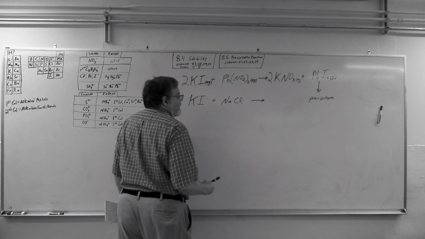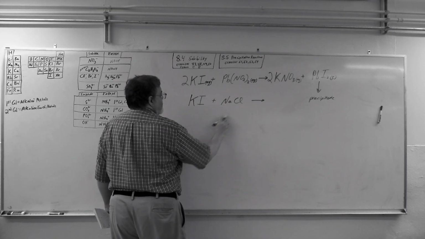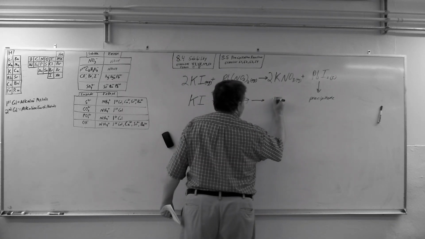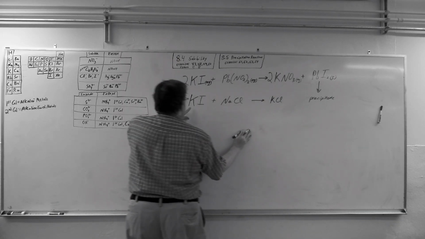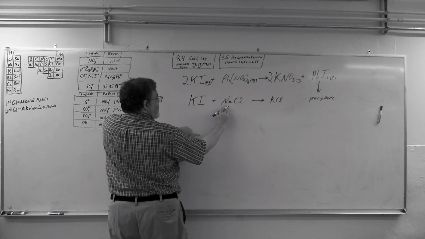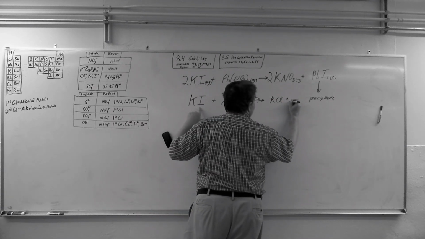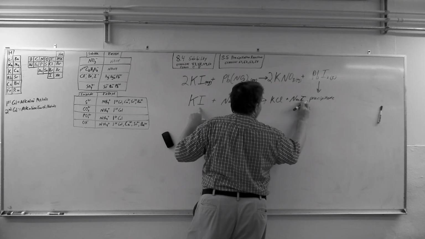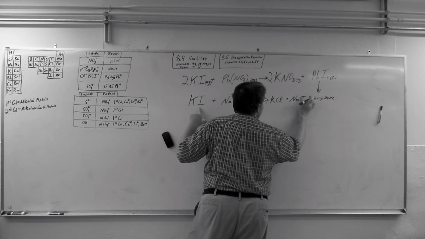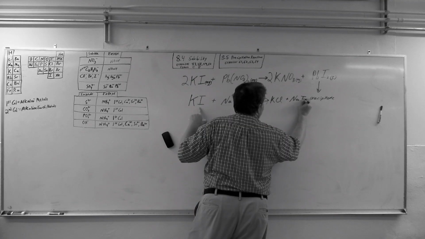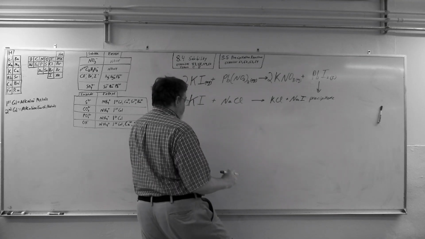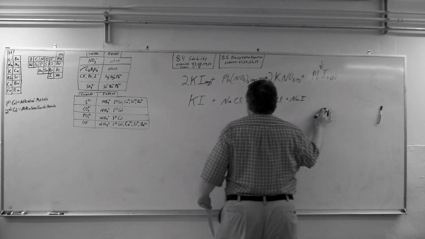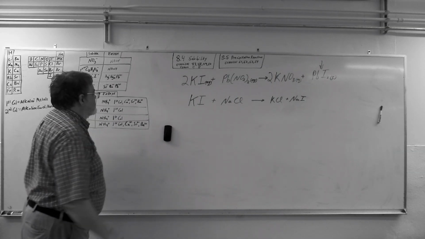Before I look at the solubility chart, I can go ahead and swap the ions. These are all +1 and -1, so I'm going to have KCl, positive ion, negative ion, positive ion, negative ion. There's no stoichiometry to worry about here. So everything is 1-to-1. That's the precipitate. All right, now let's look at it.